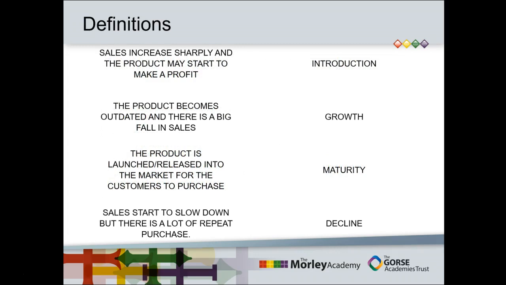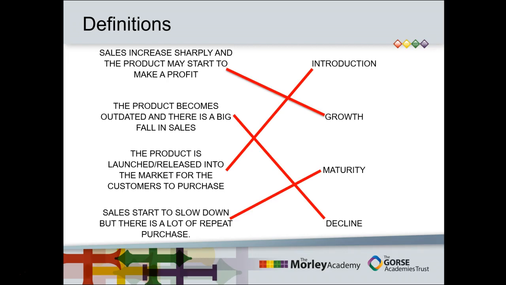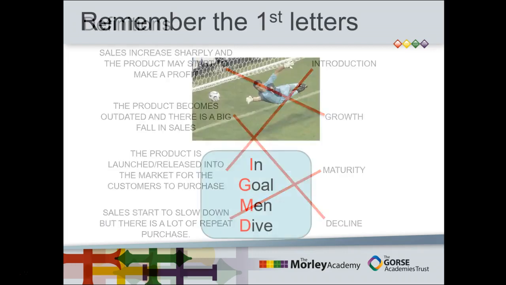So now we're on to the product life cycle. Introduction, growth, maturity, decline. If you want to pause the video, we'll give you the definition for each of them. If you want to pause the video, you can do that now. So there's your definitions. Again, give yourself a second to pause this, have a look at the definitions, make sure you're aware of what they are.